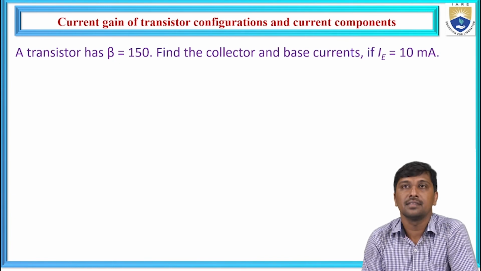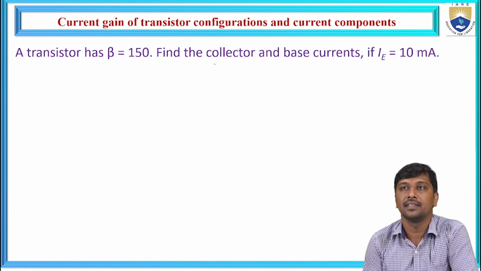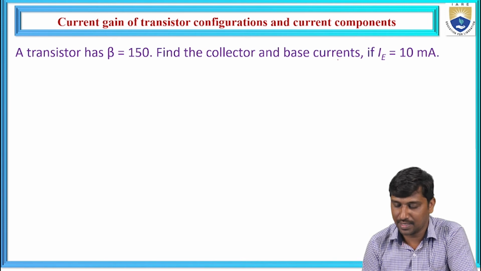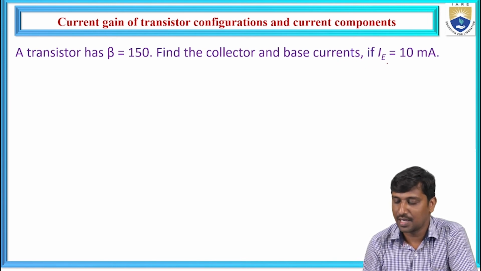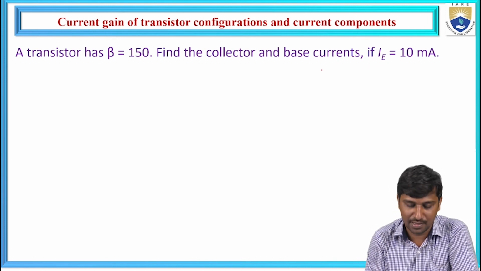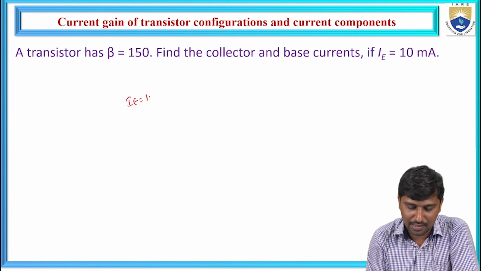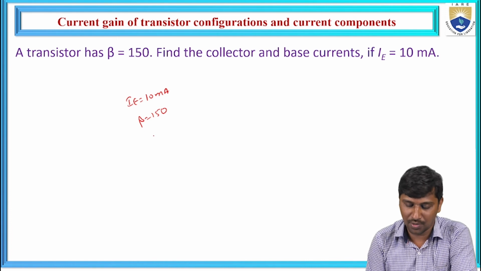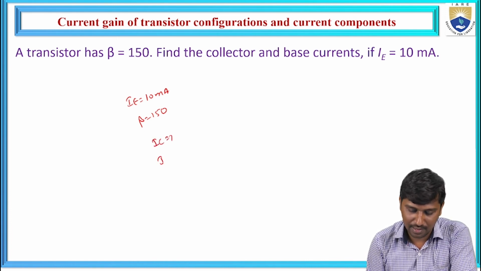A transistor has beta of 150. Find the collector and the base currents if IE is 10 milliamperes. Here IE is 10 milliamperes, beta is 150. Now we need to find the collector current and the base current.